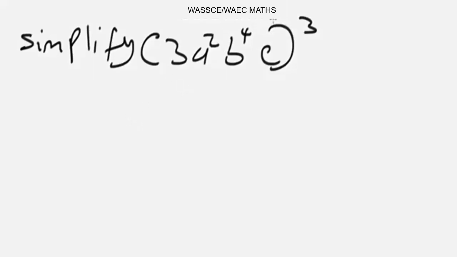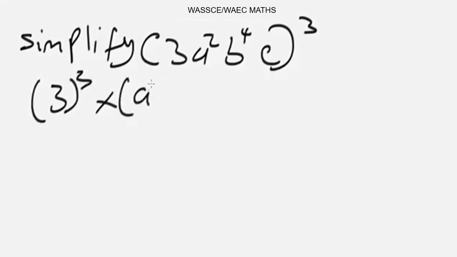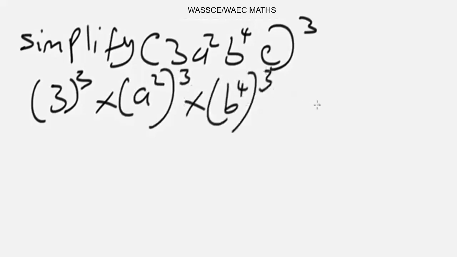Remember, this is the third rule of indices. When you have a power outside the bracket, all the values in that bracket possess the power outside. So you begin by distributing the power outside the bracket: this is 3 to the power 3, times a squared to the power 3, times b to the power 4, times c to the power 3.